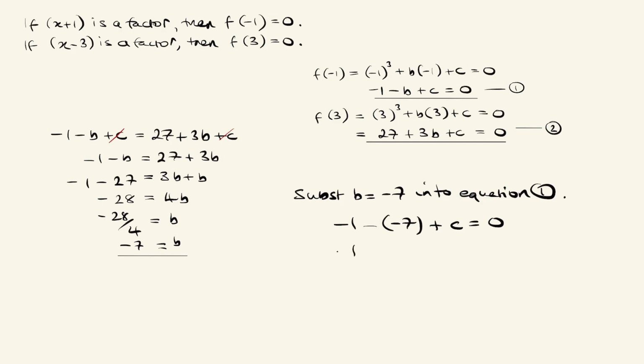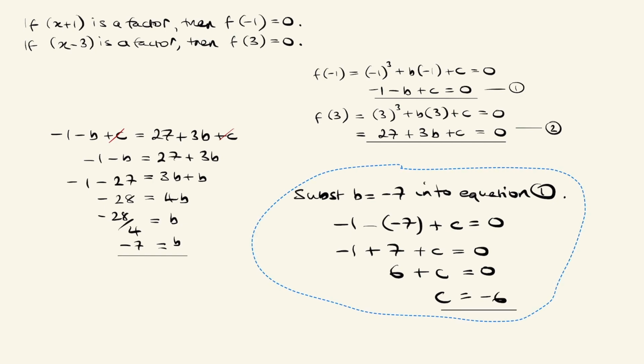So I've got minus 1, and your minus minus here is just going to give me a positive 7 plus c equals 0. And I've got minus 1 plus 7, that's going to give me 6. So 6 plus c equals 0. And therefore we get c equals minus 6.